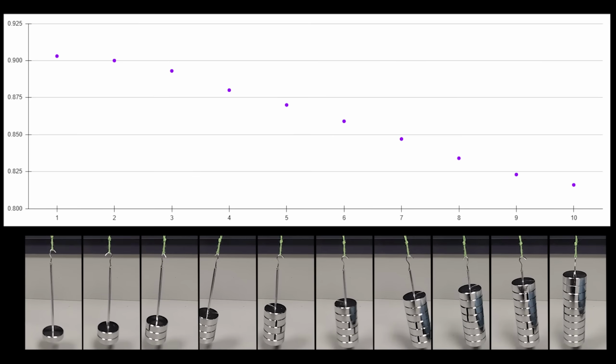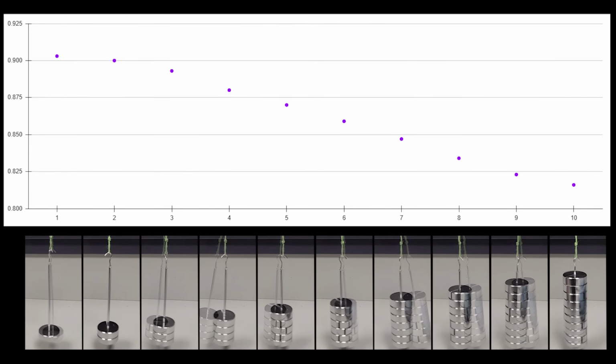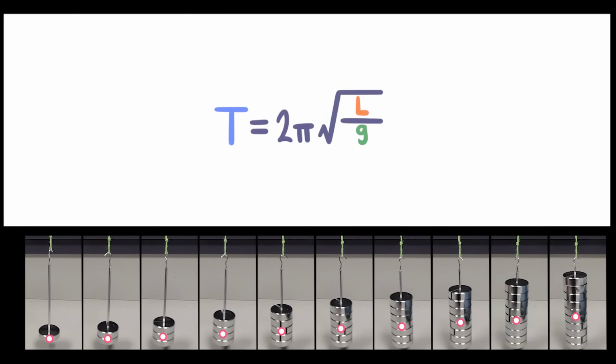As you can see, each mass we add decreases the period every time. This happens because the way in which we're adding mass is moving up the center of mass. Since we take the length of a pendulum from the pivot to the center of mass, when we add mass in this way, we're effectively reducing the length and therefore reducing the period.